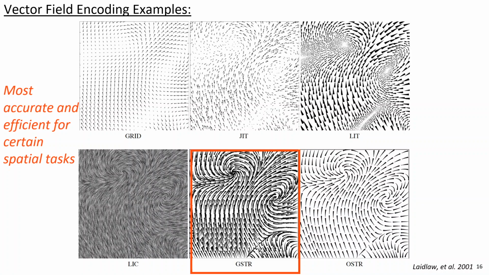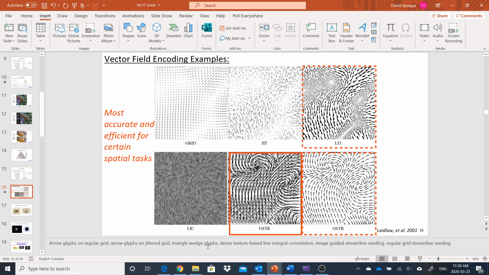Turns out, for the most accurate approach for a very specific task, this approach is the best, and these two end up being pretty accurate as well. So I wanted to read the actual thing here. Arrow glyphs on a regular grid, arrow glyphs on a jittered grid, triangle wedge. So this is regular. This changes depending on how dense things are. This is triangle wedge glyphs, dense texture based. This is texture based line integral convolution. Sorry, reading, not my finest skill.